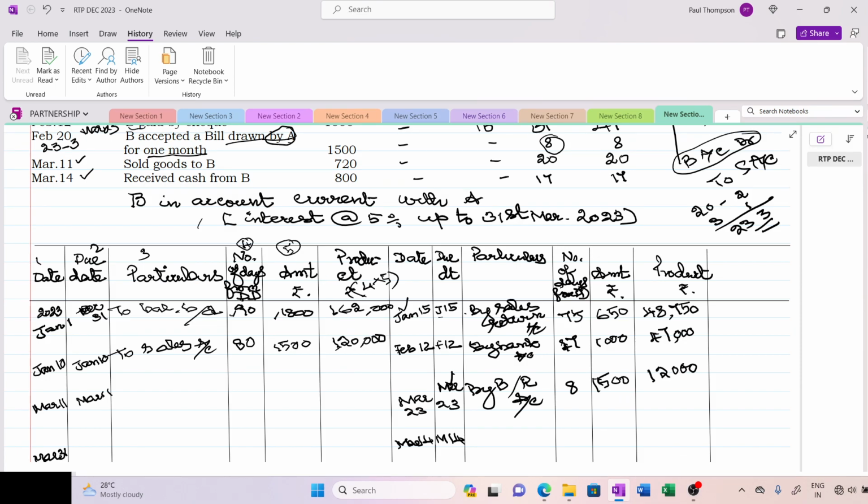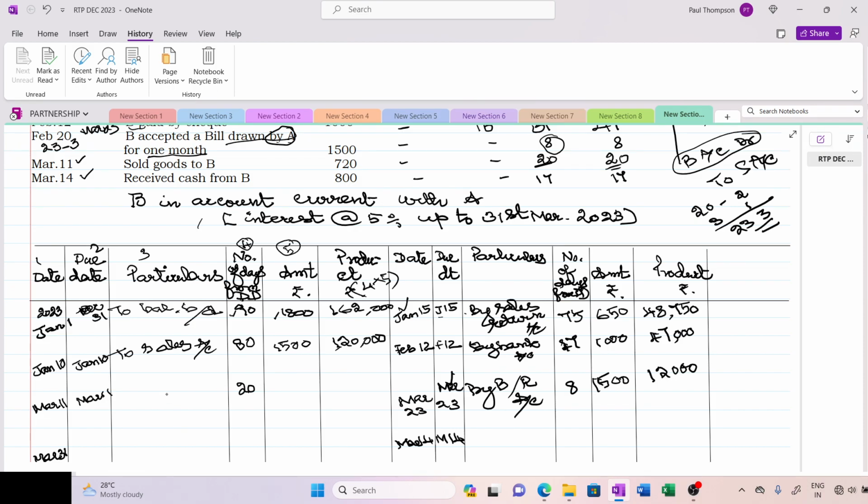Next one, again sold goods. Means he is the receiver. Debit the receiver. Go to your golden rule. This is on March 11. March 11 means in March only 20 days left out. So what is your number of days from the due date? It is 20. So first write this.